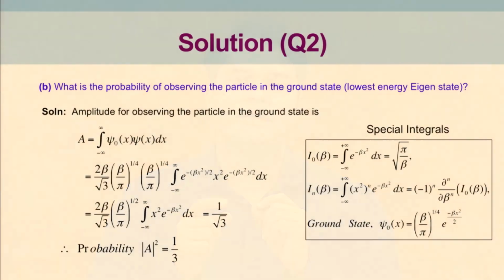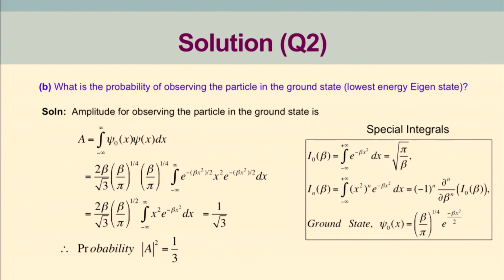For the ground state, this is the integral of psi 0 x times psi x dx, where psi x is the superposed wave function in which the particle is. If you multiply it by psi 0 x, this will give you the amplitude of finding the particle in the ground state. If you want to find the probability in, say, the nth state of the problem, then you multiply psi x by psi n x and then integrate over all space. That will give you the amplitude of observing the particle in the nth state in general.